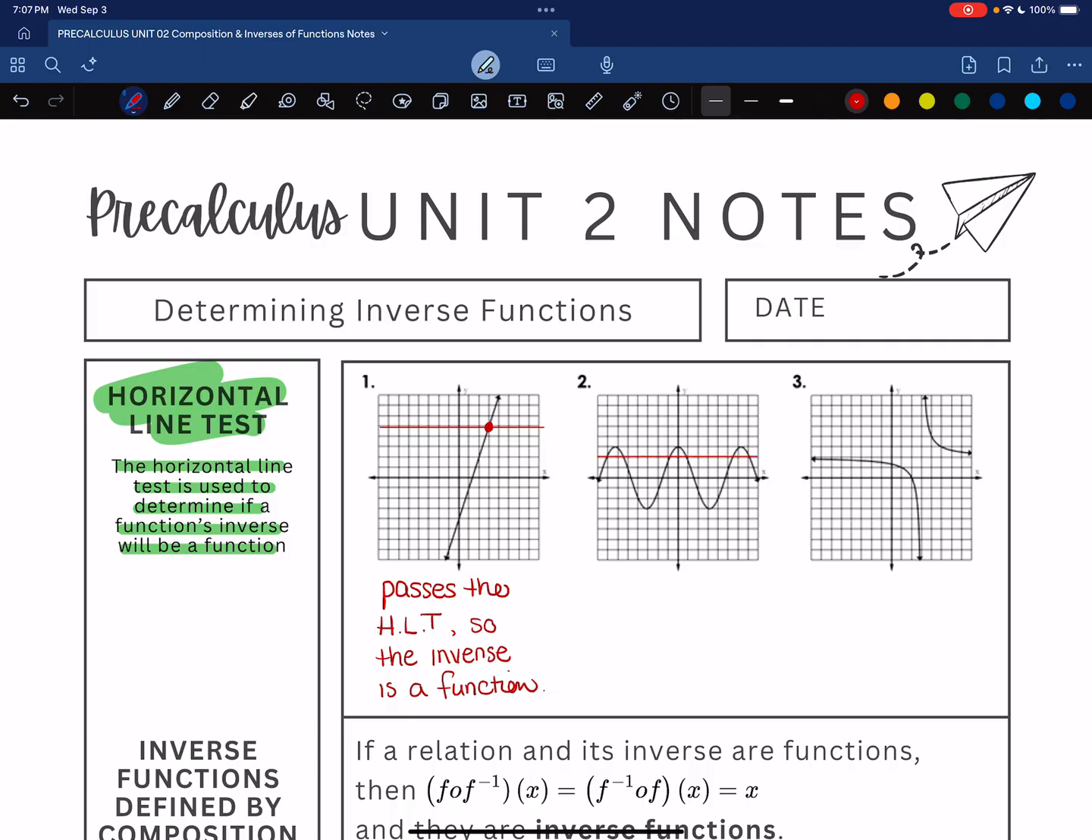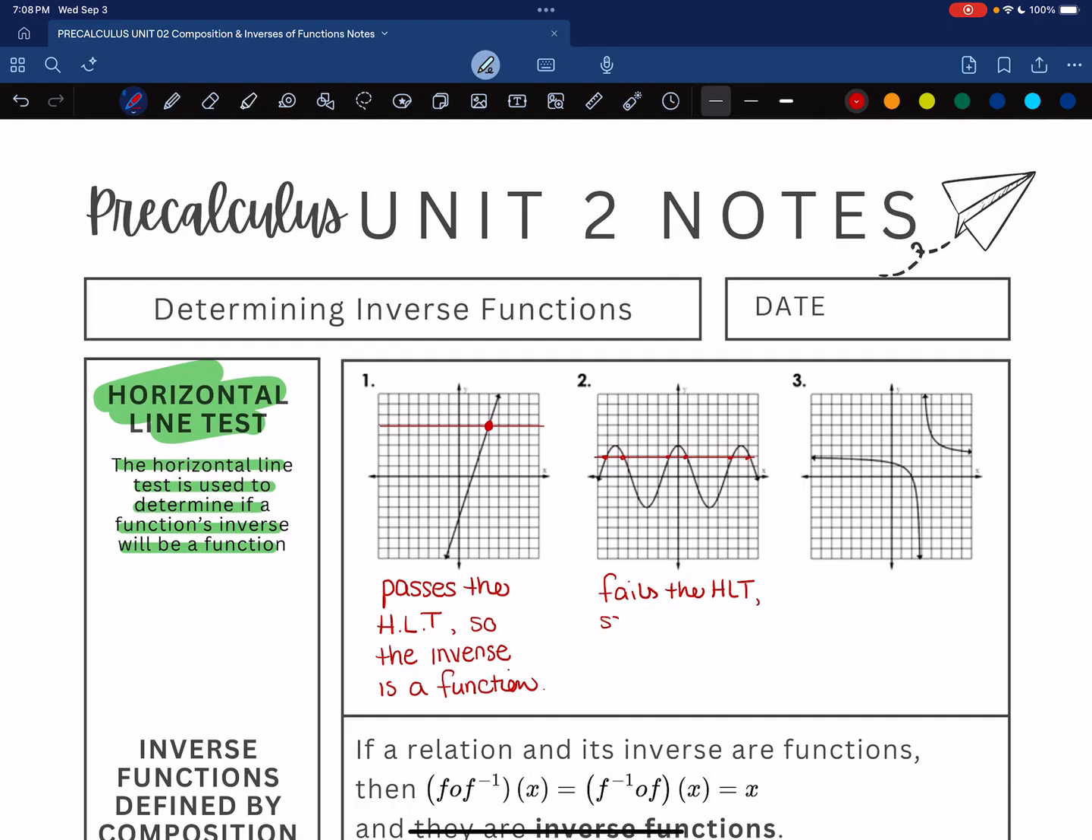Do you see how for this example, even just at that moment that I just highlighted, this horizontal line touches way more than just 1 point on the graph at a time. It's touching a lot of points. So this graph, this cosine function graph, which we'll study later this year, fails the horizontal line test.